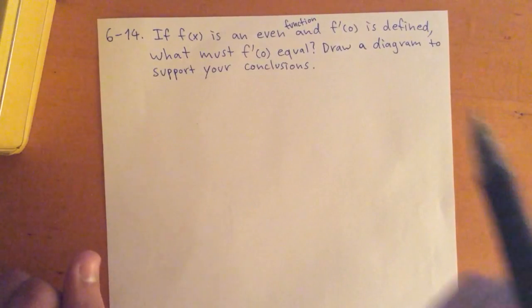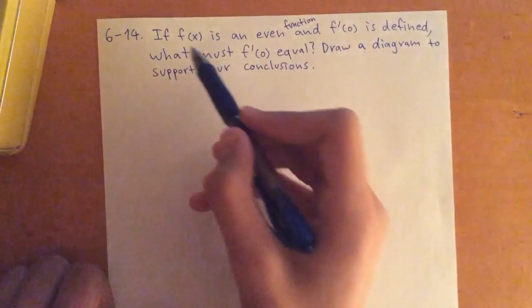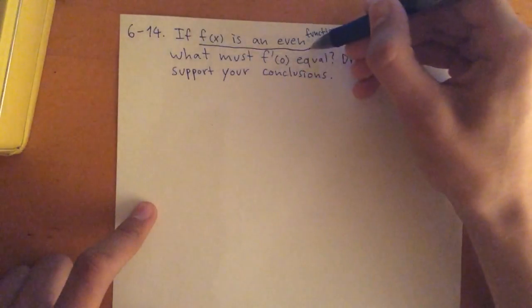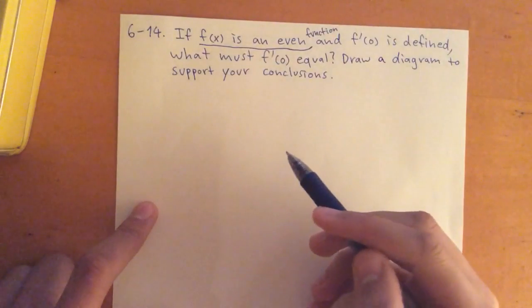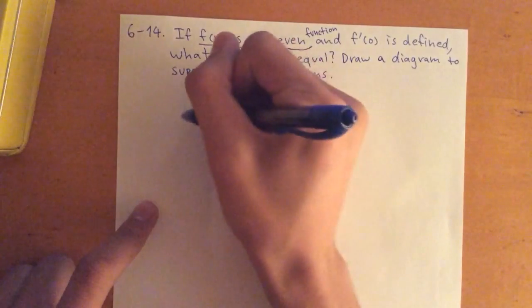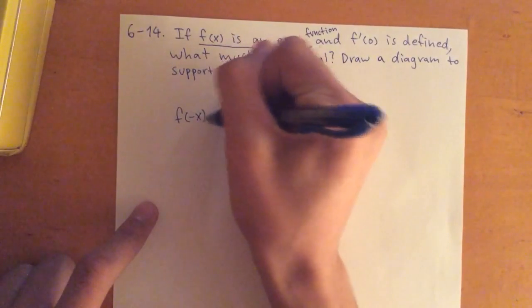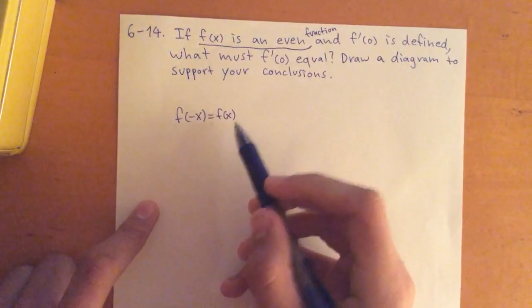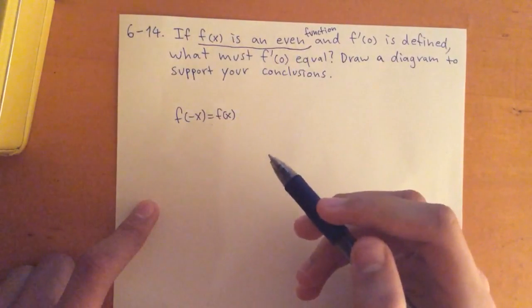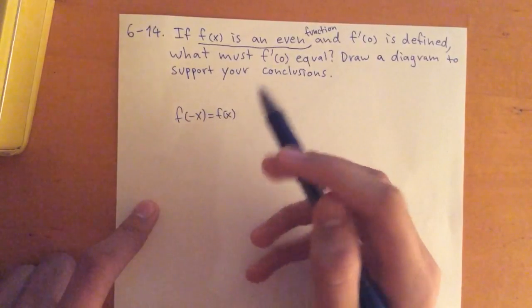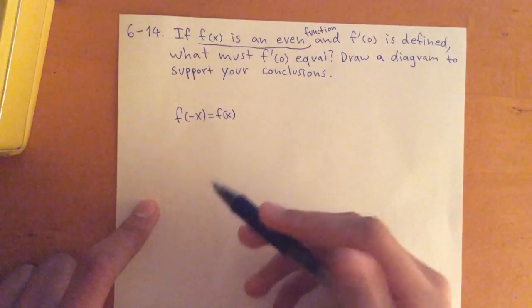So we're given two critical pieces of information. First, we know that f of x is an even function. What that means is that f of negative x is equal to f of x. And this will be the case whenever you have an even function. And this basically means that the function will be symmetrical about the y-axis.